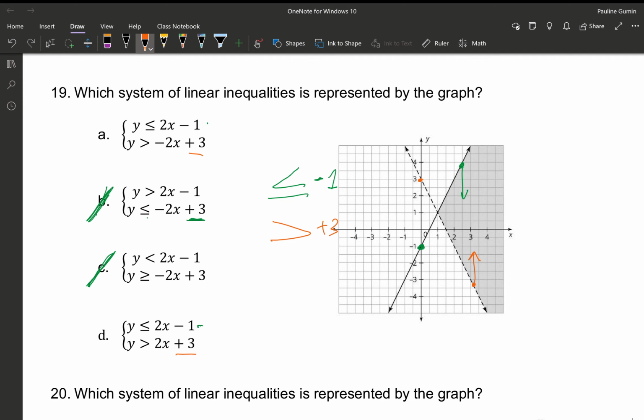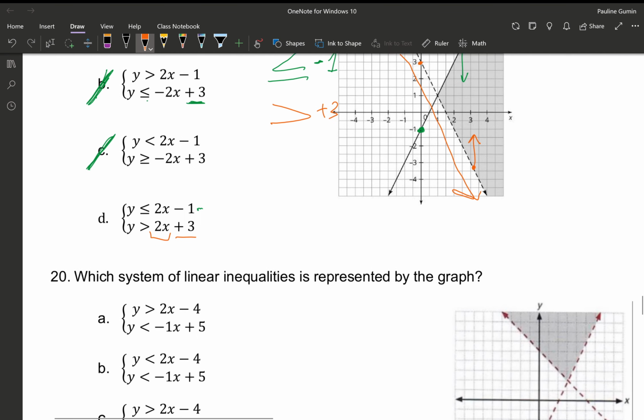Now, A and D are very similar, except this dotted line has a negative 2x and this one has a positive 2x. Now, take a look at our dotted line. It's going downhill, so A would be our correct answer because it's a negative 2x. They're not both positive lines.